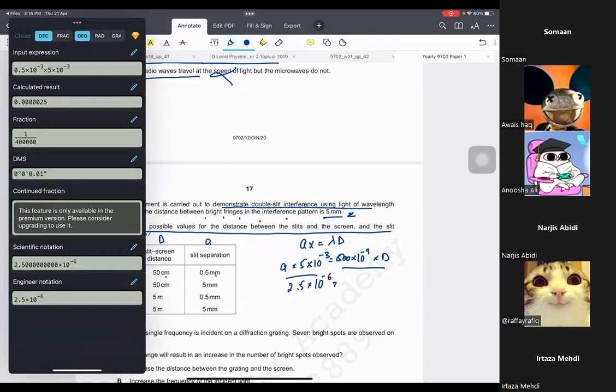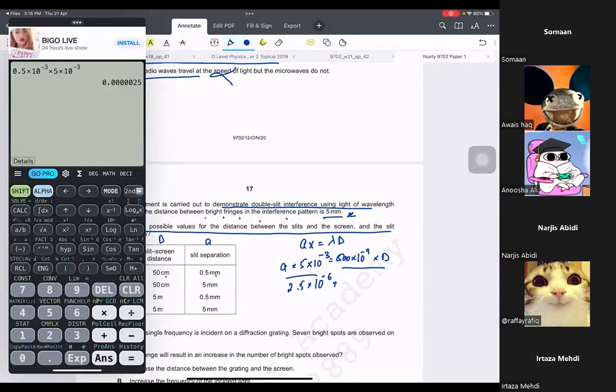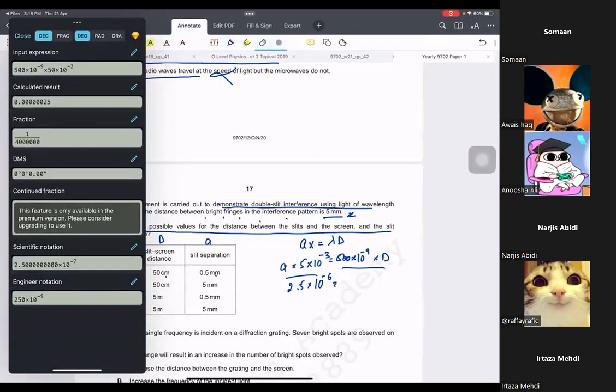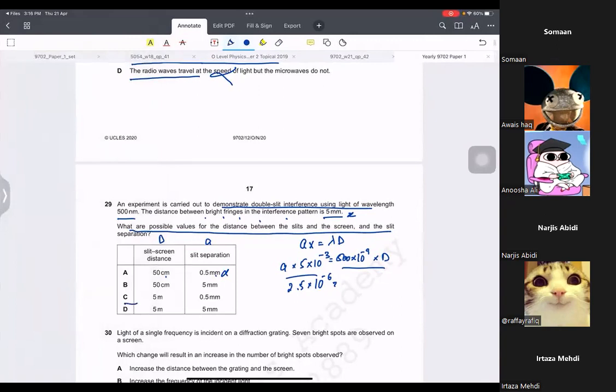And what is this? I hope A will be the answer. I will be the happiest person on earth. Okay, this is 500 times 10 raised to power minus 9 and times 50 into 10 raised to minus 2. Okay. No! This is wrong. Okay, now let's check the next one. Sir, let's check C first. Okay, let's check C first. Yes. Okay, I'll take your suggestion.